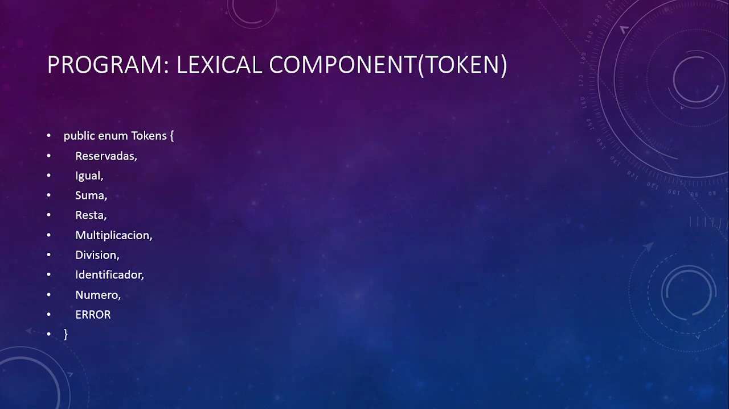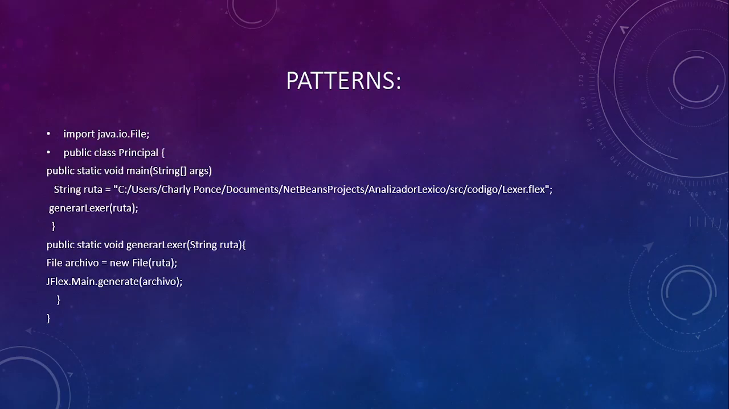In this way, it has been chosen to develop the project where we will use JFlex. For the program, we have the lexical components or tokens, which will be the reserved words, the operations of suma, resta, multiplicación, división, igual, the ID or identificador, any number as number, and any error as error.